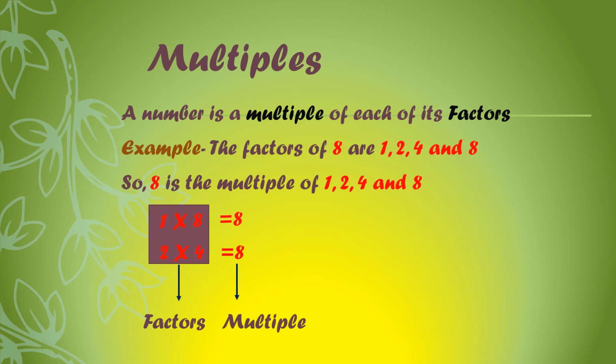Now children, here you can see 1 multiplied by 8 equals 8. 2 multiplied by 4 equals 8. So 1, 2, 4 and 8 are known as factors and 8 is the multiple.